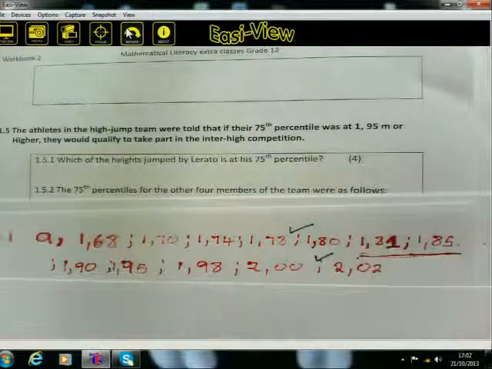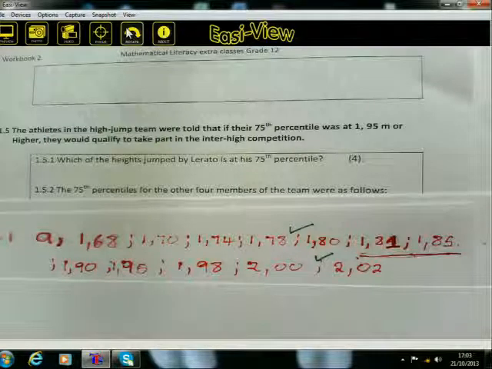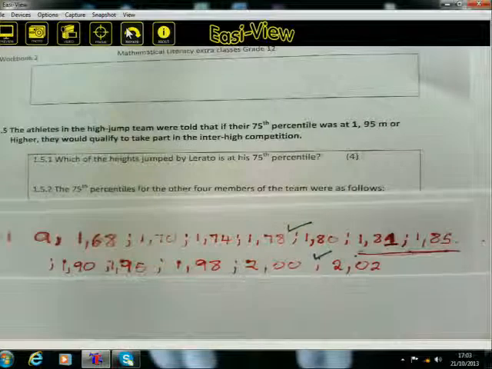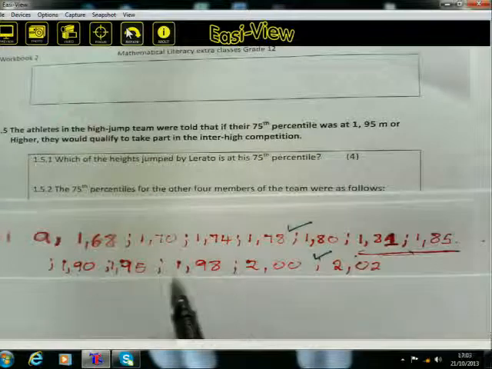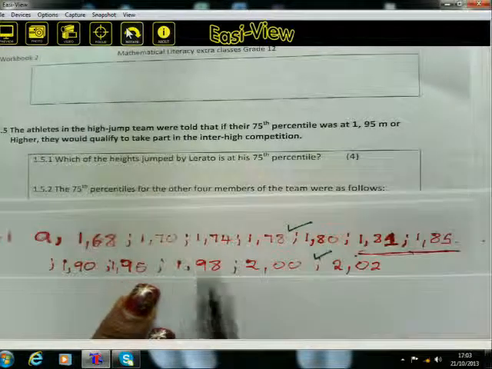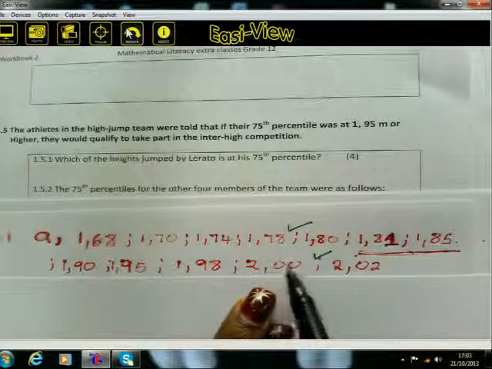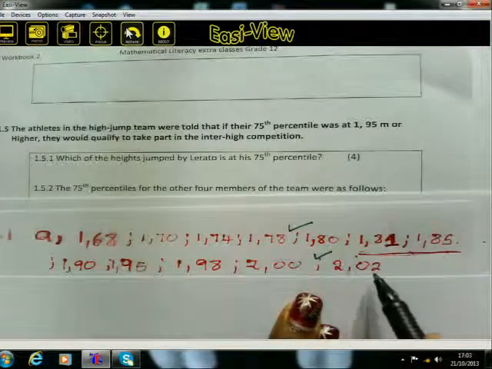So you had to write heights that are after 75, or from the 75th percentile. So let us write down. You will be helped by this data. So it means that you will start from where? You will start from 1,95 semicolon 1,98 semicolon 2,00 semicolon 2,02.